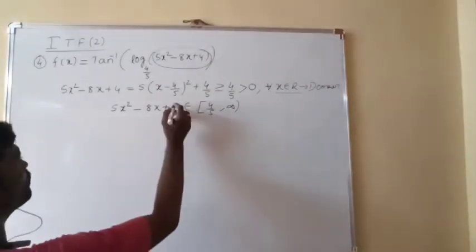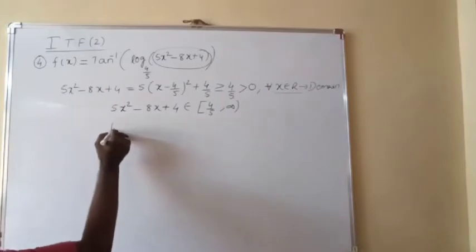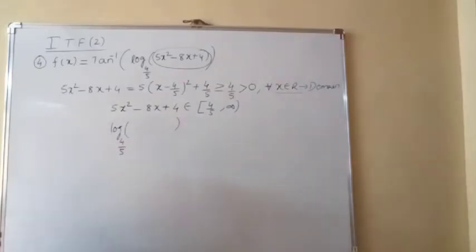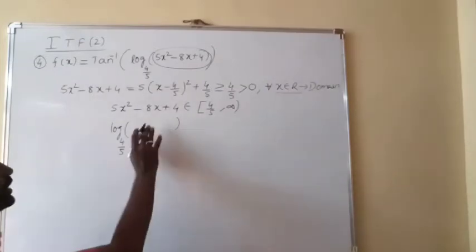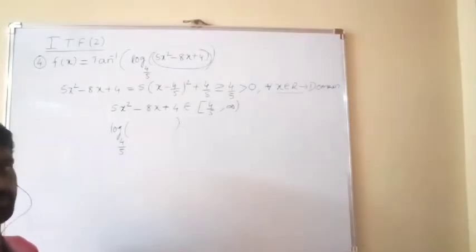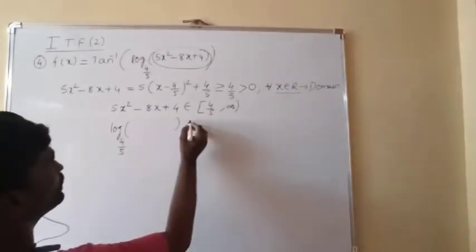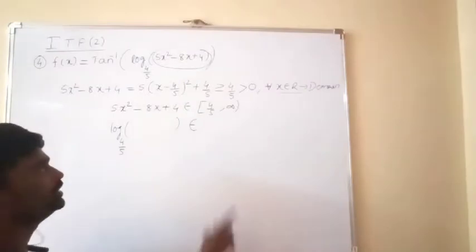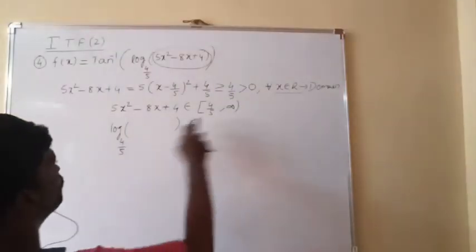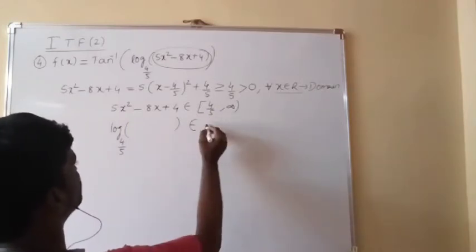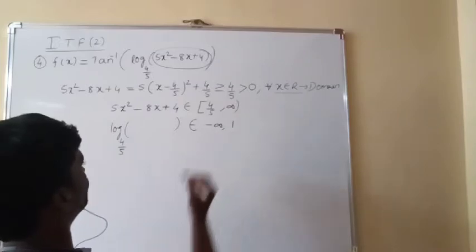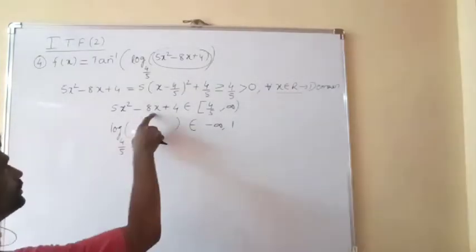So if you apply the log function on both sides with base 4 by 5, 4 by 5 is less than 1 only, no? So log of something with a base a, when a is less than 1, it is a decreasing function. Then automatically you will get minimum value at infinity, maximum value at 4 by 5. And log of infinity base 4 by 5 is what? Minus infinity. Log of 4 by 5 with base 4 by 5, what you will get? 1.